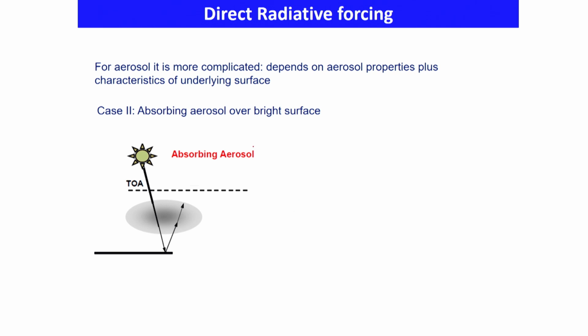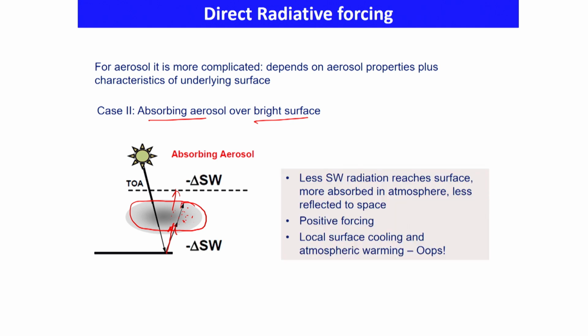Similarly, if you consider a case for absorbing aerosols over a bright surface, what is happening here? Radiation comes here, but this part has absorbing aerosols, more absorbing aerosols. So whatever radiation is emitted from here will not be transmitted. Part of the radiation will be absorbed by this one. So whatever radiation was there, it will be absorbed. There will be a decrease in the radiation. So less short wave radiation is reaching the surface, more is absorbed in the atmosphere, and less is reflected to space. So more is absorbed in the atmosphere.